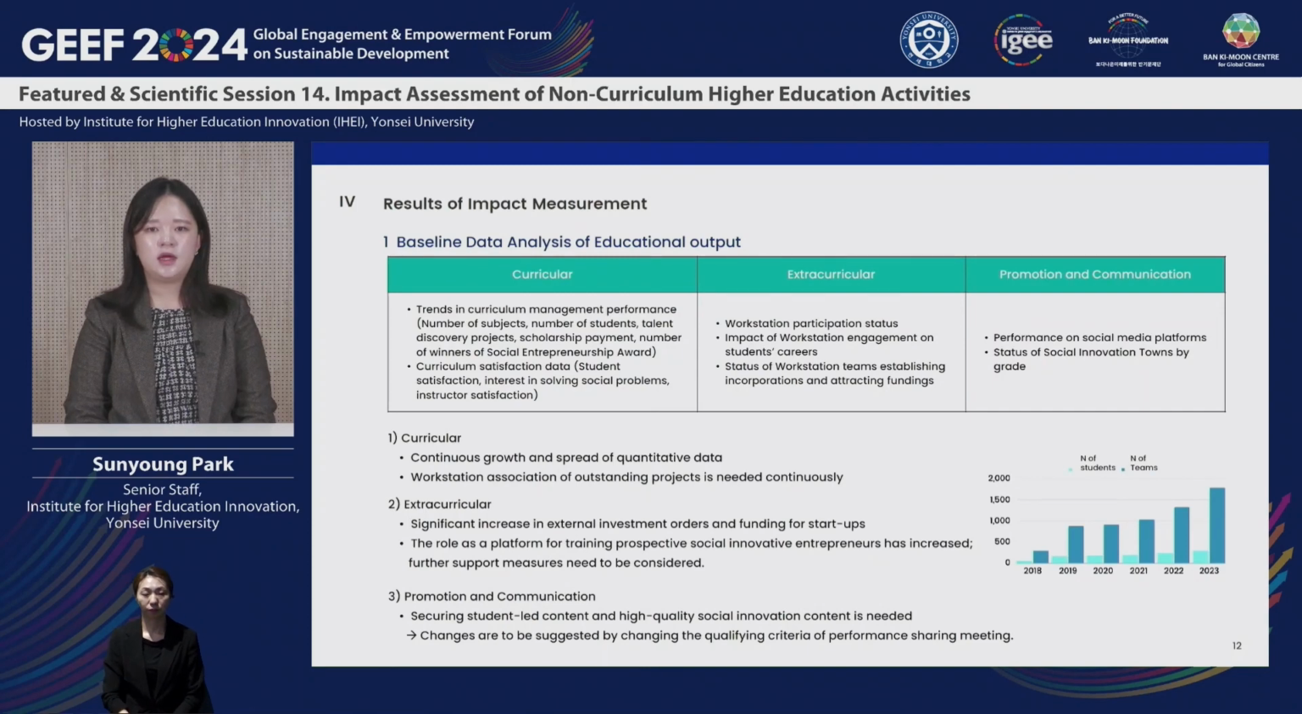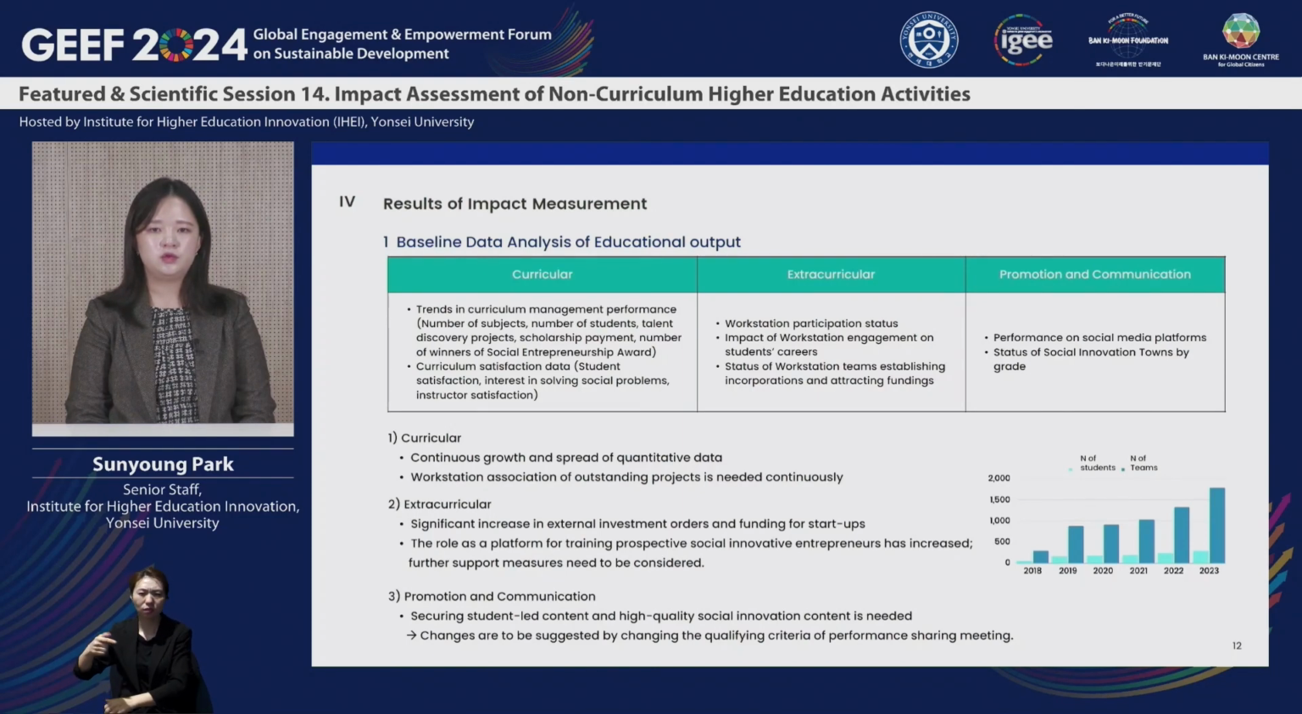Next, I would like to present the results of the impact measurement. First, we conducted an analysis of the basic data that we had been collecting. We divided the analysis into curricular, extracurricular, and promotion communication aspects. In the curricular aspect, we observed a continuous growth trend in quantitative data indicating the need for further enhancement, particularly in integrating excellent curriculum projects with extracurricular workstation programs.